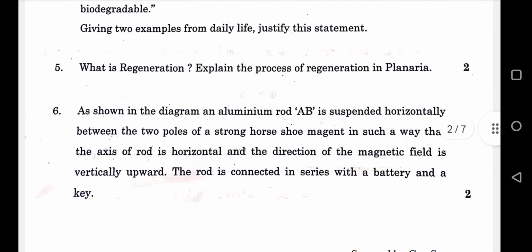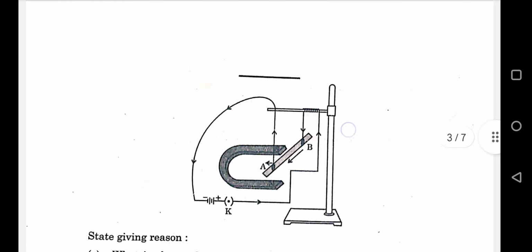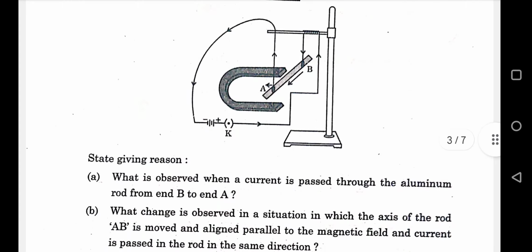Okay, question number 6, as shown in the diagram. First of all, the diagram. In this diagram they have said that a magnetic field is vertically upward and the electric current is moving from B to A. So the question is, what is observed when the current is passed through the aluminum rod from end B to end A.